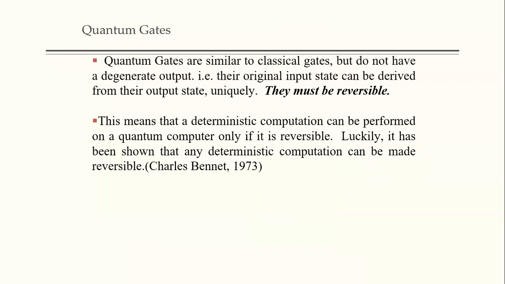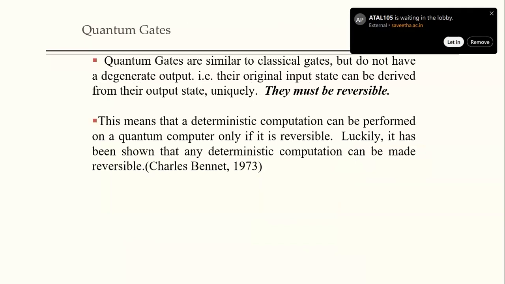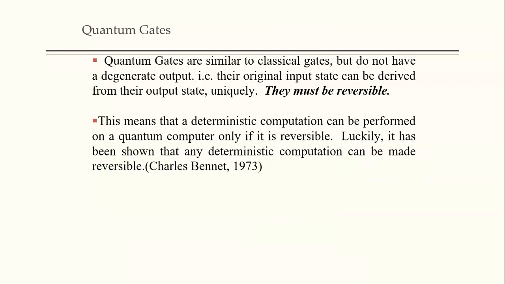Quantum gates are similar to classical gates, but do not have a degenerate output. Their original input state can be derived uniquely from their output state. They must be reversible. This means that a deterministic computation can be performed on a quantum computer only if it is reversible. Luckily, it has been shown that deterministic computation can be made reversible, by Charles Bennett in 1973.